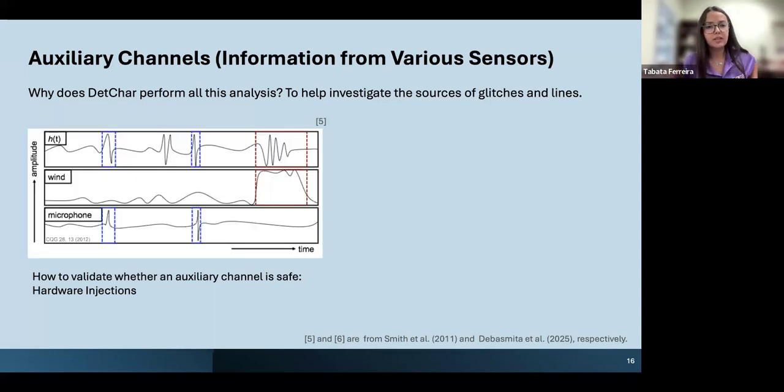How does it work? I have an example here. Let's suppose this is our strain data. We have some transient signals, four transient signals in our data. Then if we look at some auxiliary channels, a microphone, for example, we see that two transient signals are related to microphone signals at the same time. And there is another signal here related to strong wind.